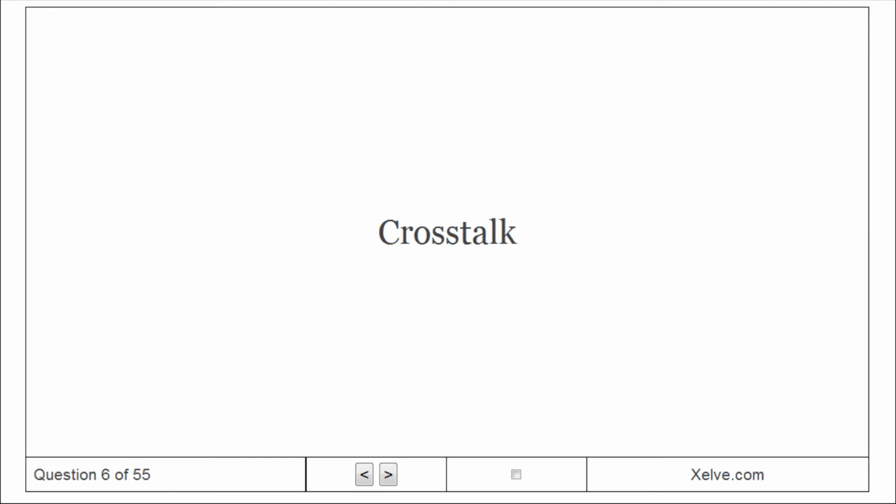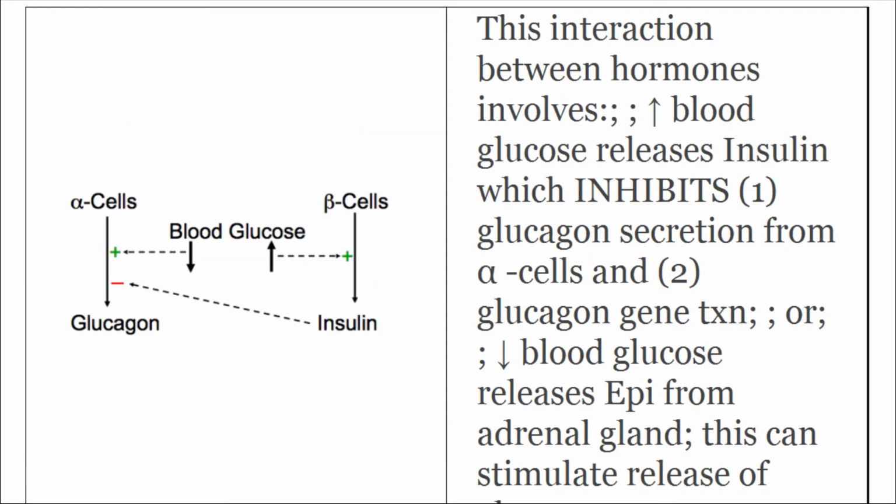Crosstalk. This interaction between hormones involves blood glucose releasing insulin, which inhibits glucagon secretion from alpha cells and glucagon gene transcription, or blood glucose decrease releasing EPI from adrenal gland. This can stimulate release of glucagon.